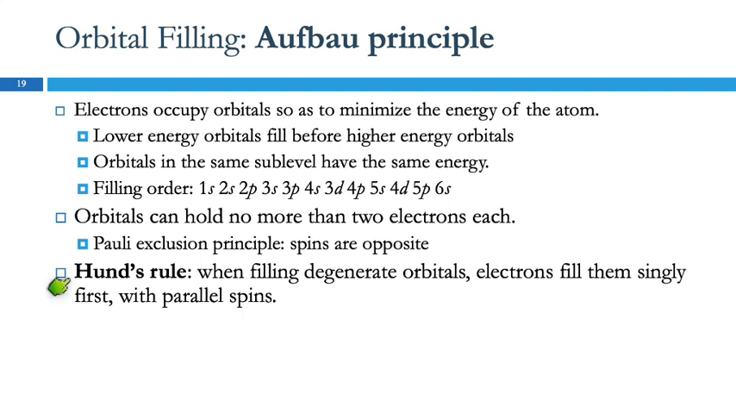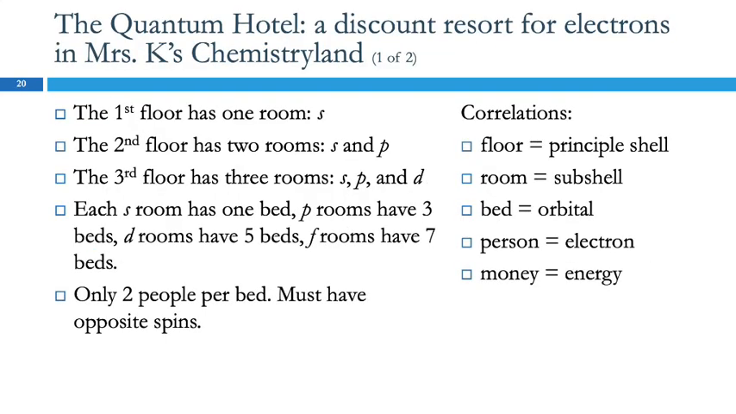And then there's another rule called Hund's rule. That means that when we're filling degenerate orbitals, the electrons will fill them singly first with parallel spins. And we're going to go over this in the analogy. Okay. So, the Quantum Hotel, a discount resort for electrons in Mrs. Cave's chemistry land.